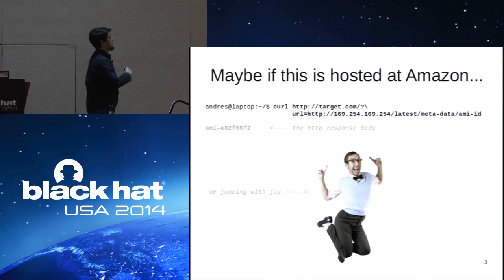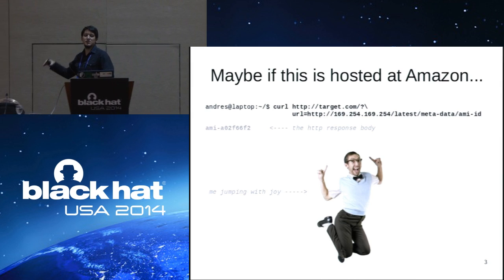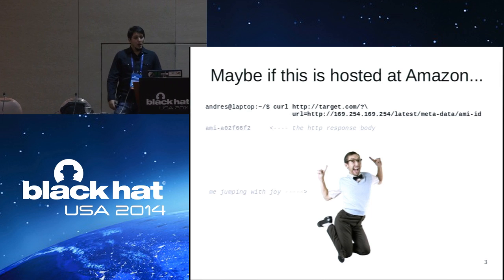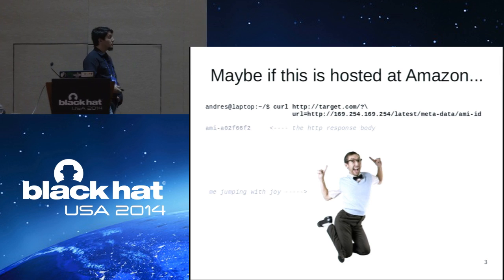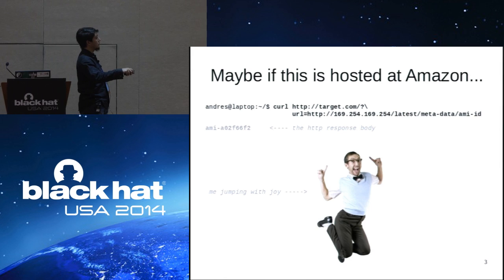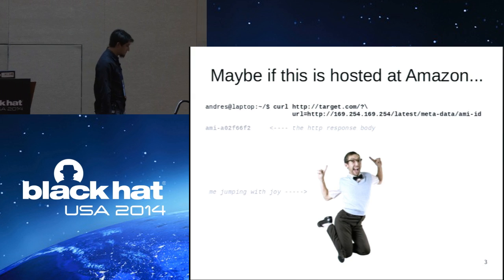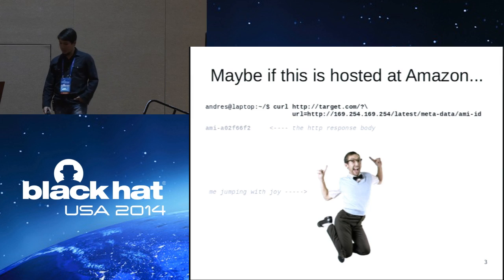So I tried something. I tried to replace the URL parameter that you see there with that strange URL, the one that starts with 169.254. And in the response, I got that little piece of information. AMI something, something, something. And I was really, really happy.